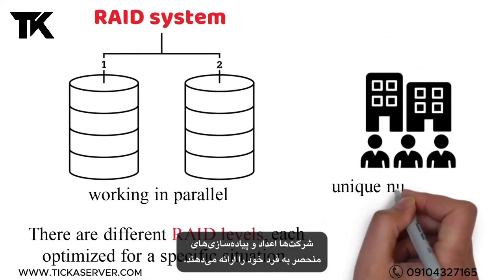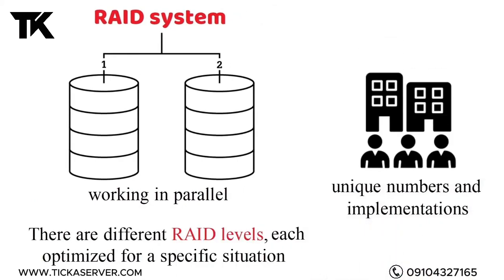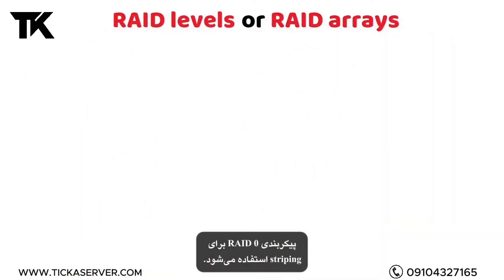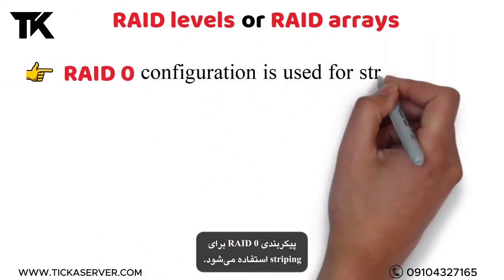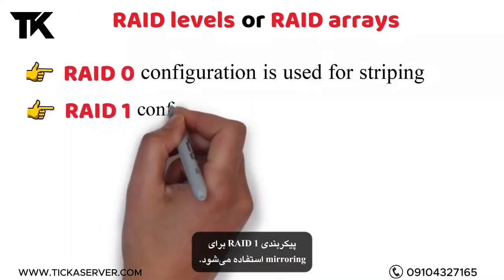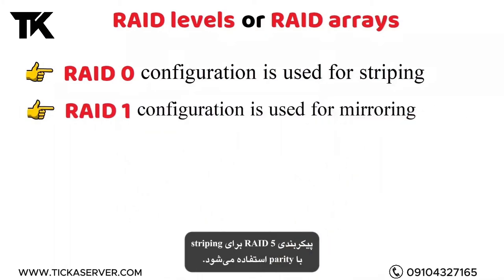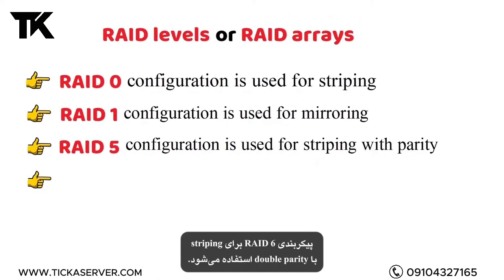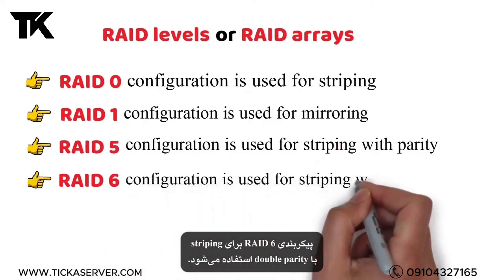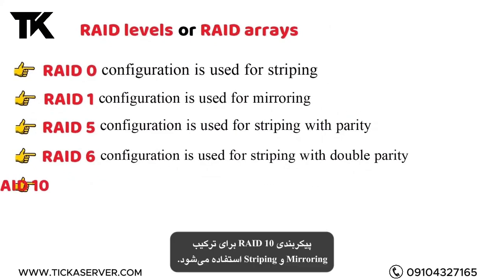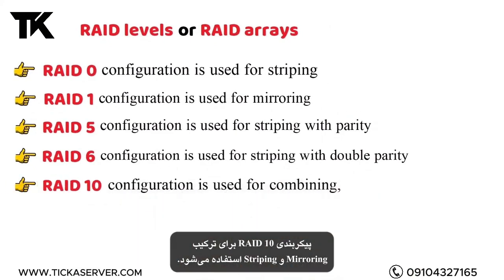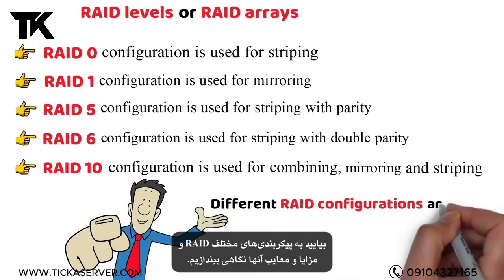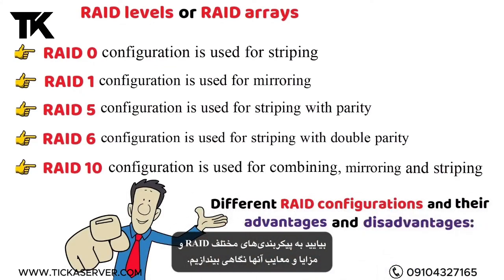Companies come up with their own unique numbers and implementations. There are many different kinds of RAID levels or RAID arrays. RAID 0 configuration is used for striping. RAID 1 configuration is used for mirroring. RAID 5 configuration is used for striping with parity. RAID 6 configuration is used for striping with double parity. RAID 10 configuration is used for combining mirroring and striping. Let's look into different RAID configurations and their advantages and disadvantages.